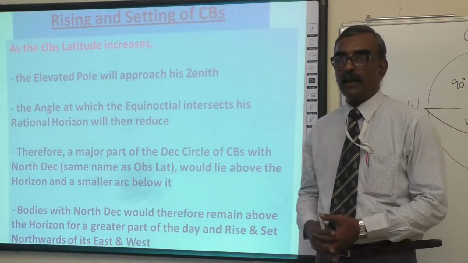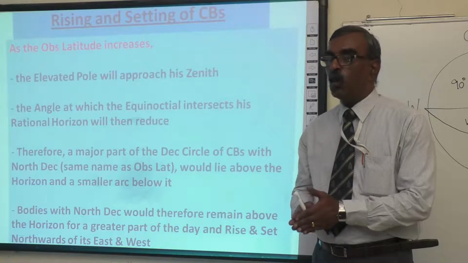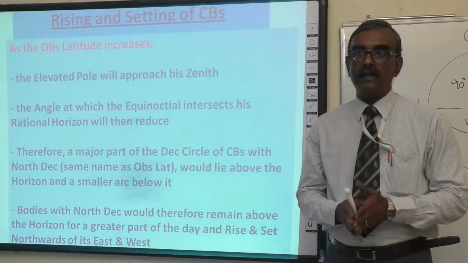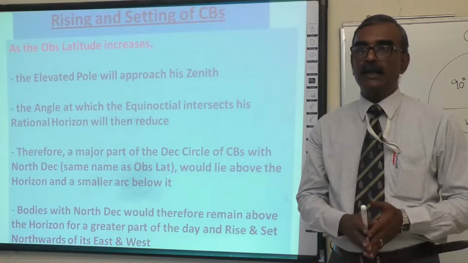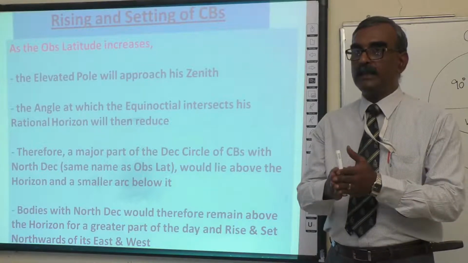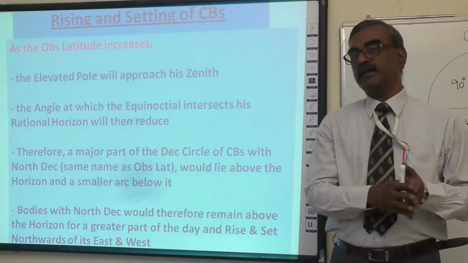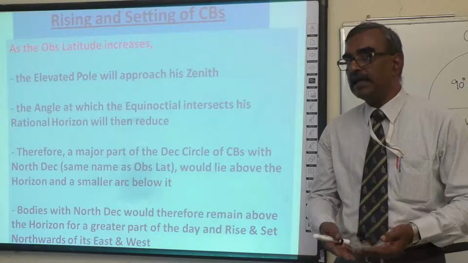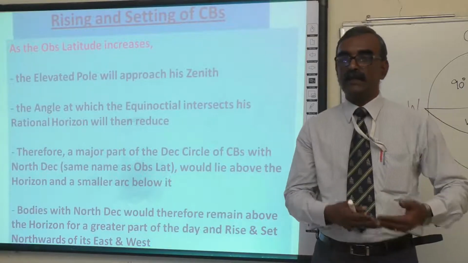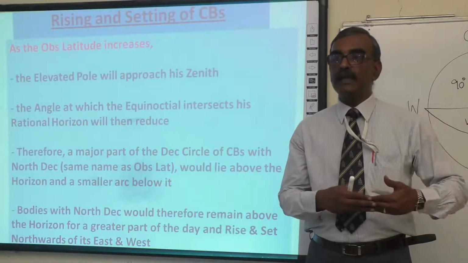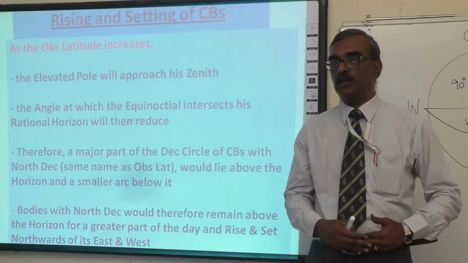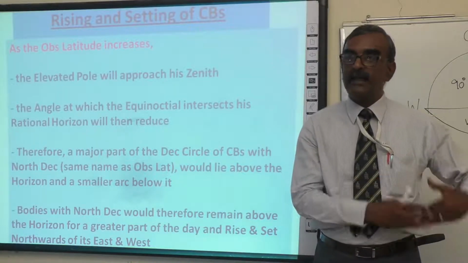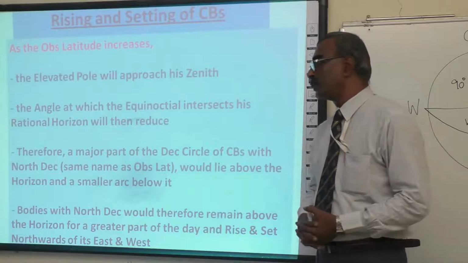I would like to make it clear, a body which has north declination would rise north of his east point and set north of his west point. And it is vice versa. With southern declination, a body would rise south of the equinoctial east point and set south of the equinoctial west point.